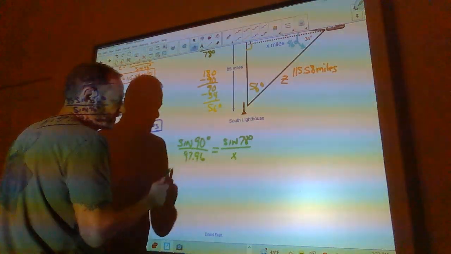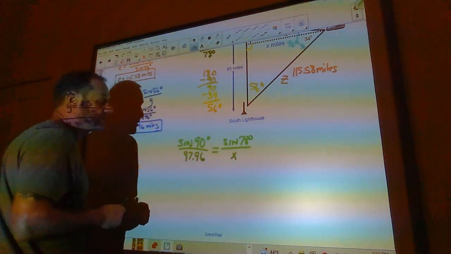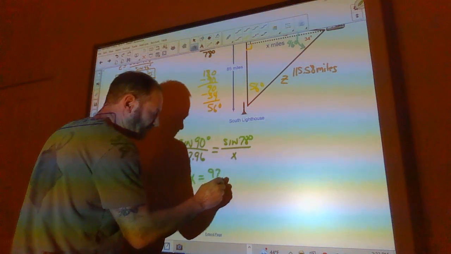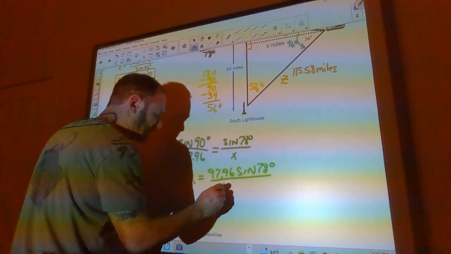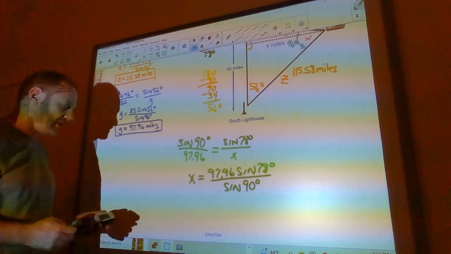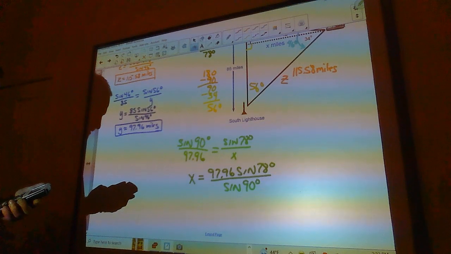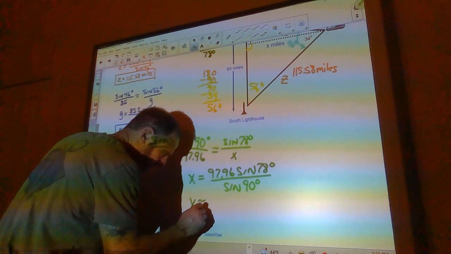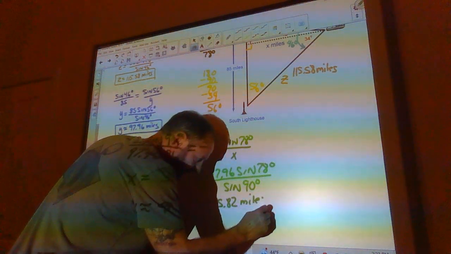Now, this is one of those rare circumstances where I'm going to use something that I calculated that has an error in it to solve for something else because I don't really have a choice. So here we go. X is going to be 97.96 times the sine of 78 degrees divided by the sine of 90, which turns out is just 1. So I just have to figure out the top of this thing. Sine 78 comes out to be 95.82. That's in miles.